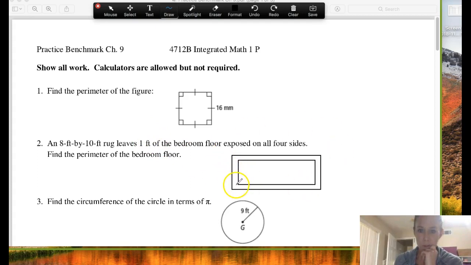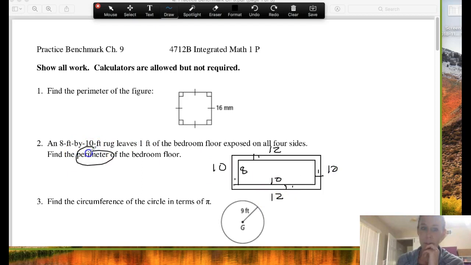So this is 1 foot, this is 1 foot right here. All the sides have a 1 foot exposure. So if this is 8 feet and this is 10 feet, we want to find the perimeter of the bedroom floor, not the rug. From here to here, I have another foot, and here to here, I have another foot. So this full side is going to be 10. And on the 10-foot rug side, you have another foot here and another foot here. So this side is going to be 12. This will be 10 and this will be 12.